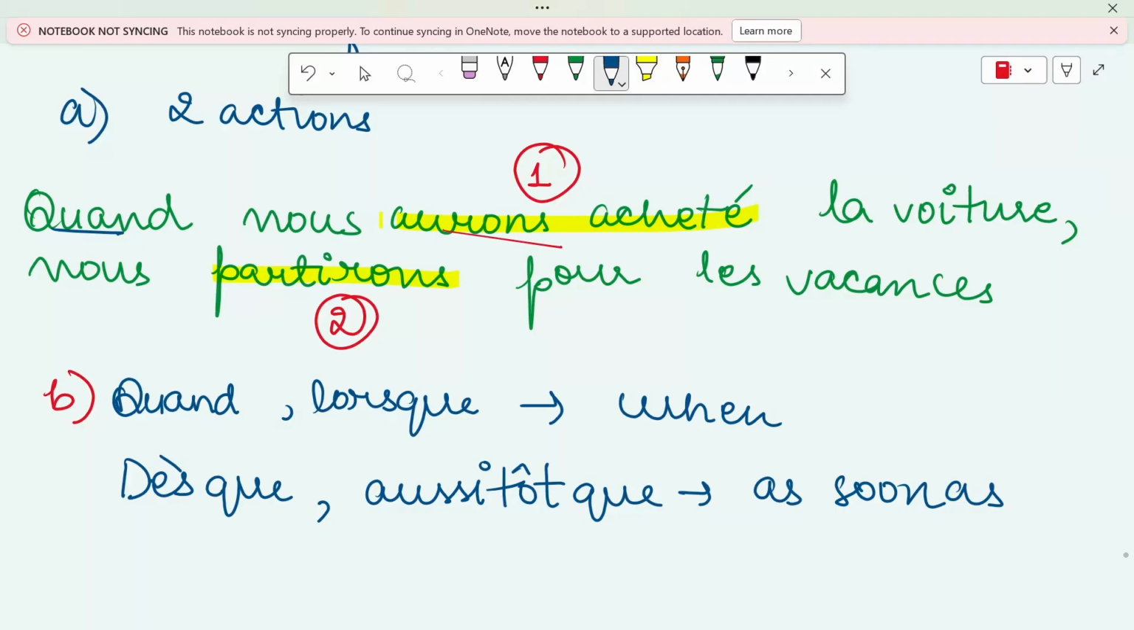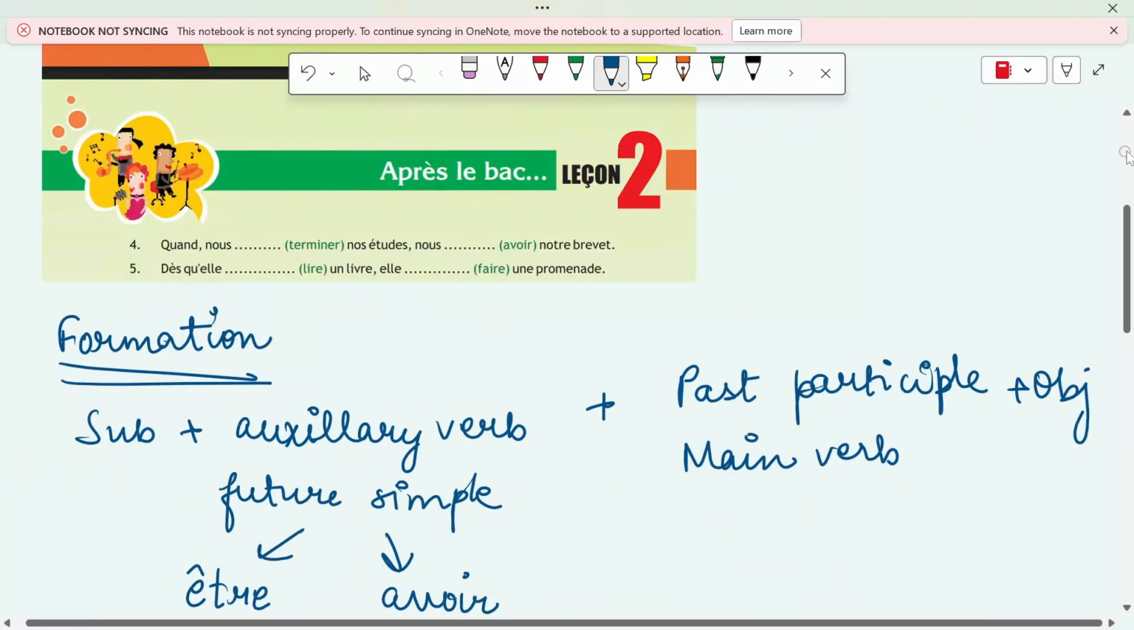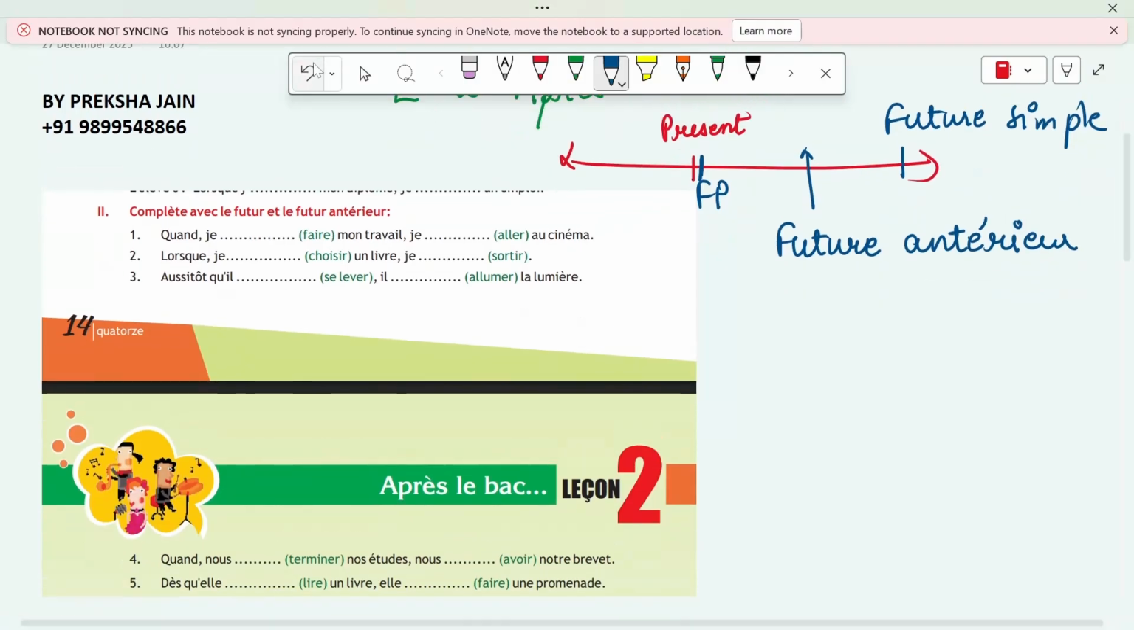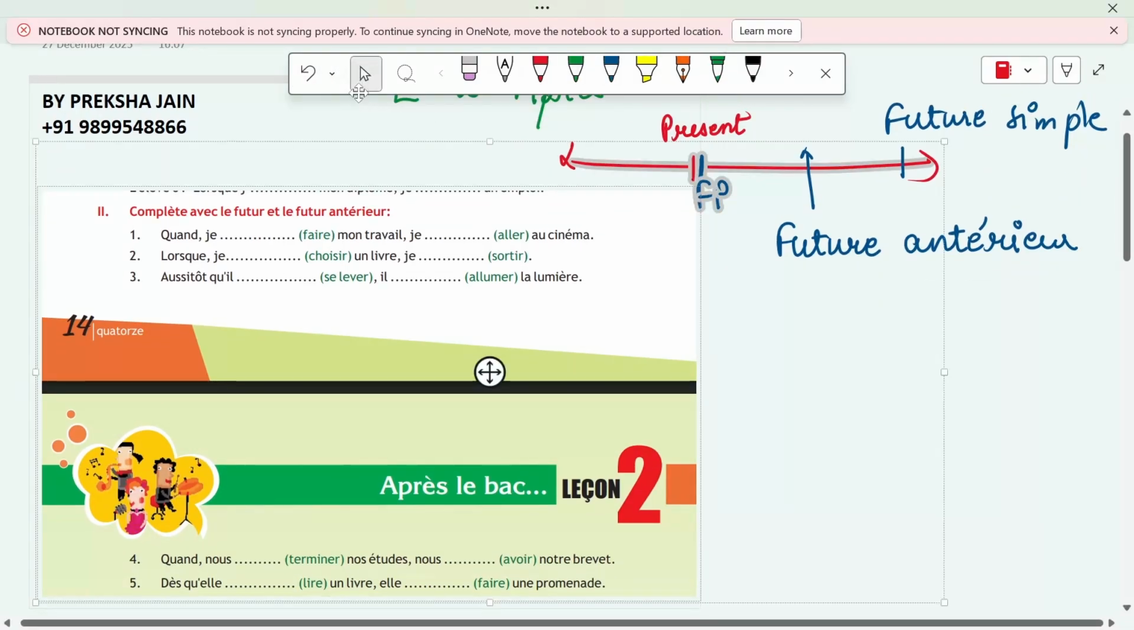So that was it for the rules, right? Now let's solve the question for this. I hope it's really easy.